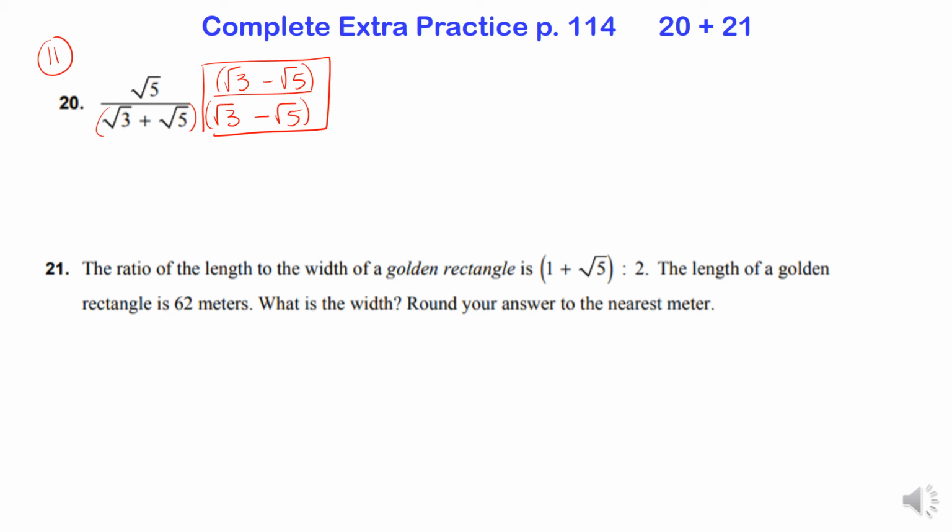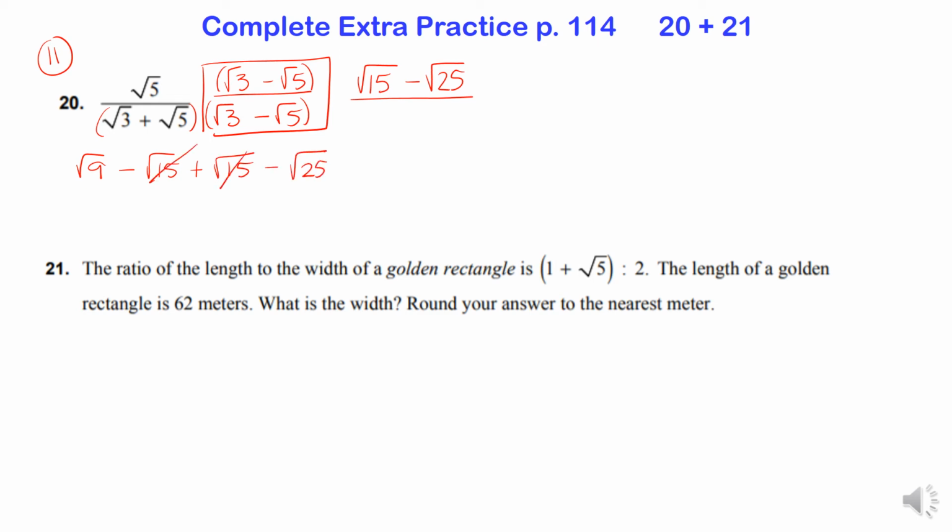And now I'm going to do my numerator, so I get the square root of 3 times 5 is 15, minus the square root of 5 times 5 is 25. And I'll simplify that in a minute. I'm going to go down here. I'm going to go square root of 3 times the square root of 3 is the square root of 9, minus the square root of 15, 3 times 5, plus the square root of 15, 3 times 5 again, minus the square root of 25.